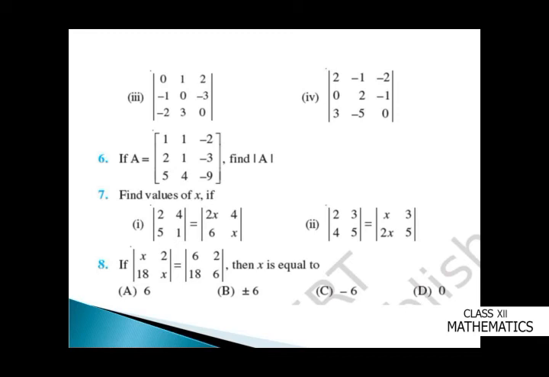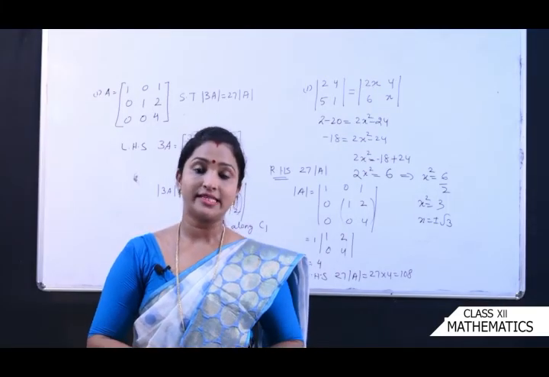Correct? I think the second one is also the same type, 2 3 4 5 and x 3 2x 5. Proceed the same way. Just evaluate the determinant and then find the value of x. Even the 8th question is of the same type. You have to evaluate the determinant, LHS and RHS, and then find the value of x. So these are your exercise 4.1.